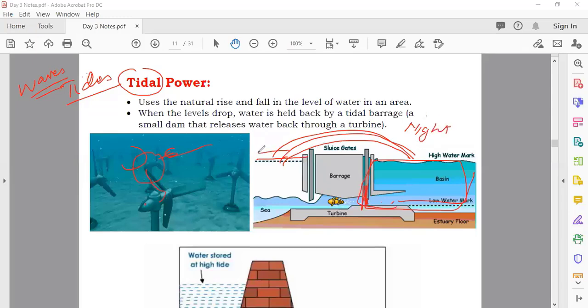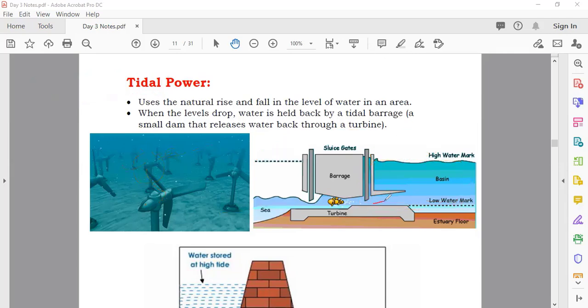Because the water level becomes high in the sea at night, it comes here and they store this water. In the day, the water level decreases. At that time, they open this door, the water comes back towards the sea, and they fit a turbine and generator here. When this water moves through, the turbine moves and the generator starts to produce electricity, and that electricity can be used for different purposes. Any confusion?